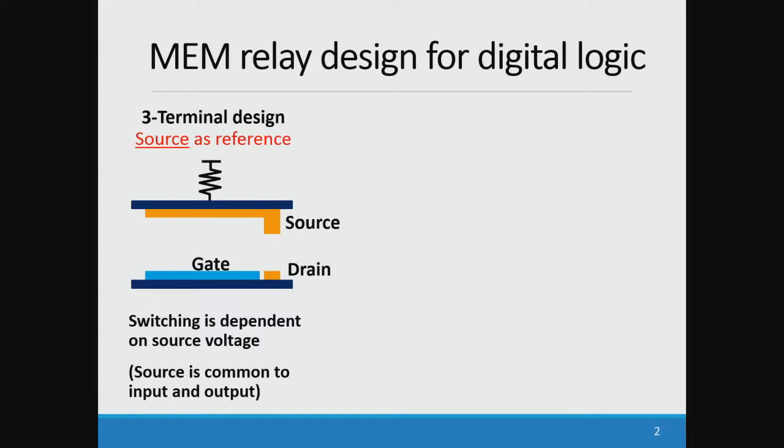Several designs are possible for digital logic with MEM relays. The first one is a 3-terminal design, and this design uses the source as a reference. When a voltage is applied between the gate and the source, the relay is actuated and a contact is made between the source and the drain. For a 3-terminal design, the switching is really dependent on the source voltage, as the source is common for the input and the output.